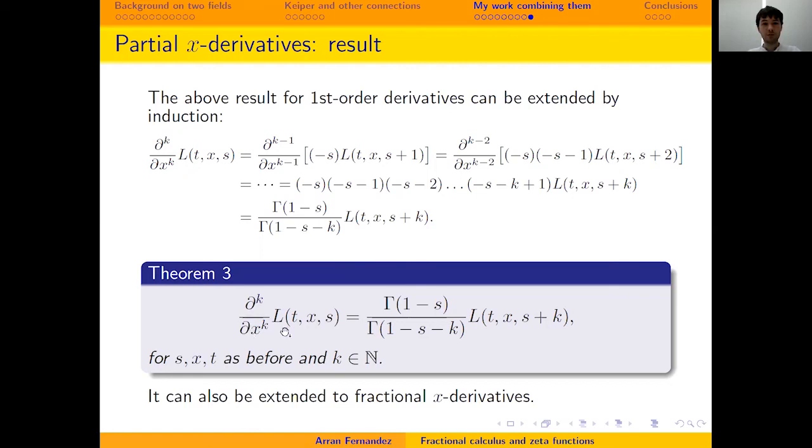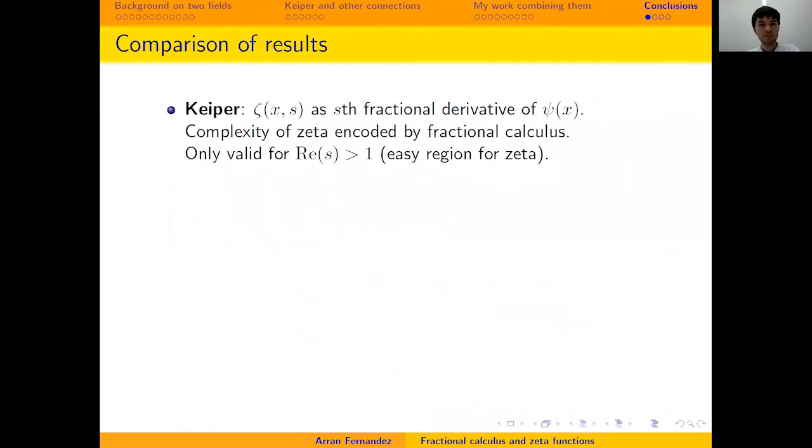Partial x derivatives of Lerch zeta function, another nice functional relation. This can also be extended to fractional x derivatives. Instead of k, you can put alpha, you can take a fractional derivative, and you get again the expected result. But the proof of that is too long, many ideas involved, and it would not fit on these slides, so I'm leaving it out. Let me conclude then by comparing all the different results, the different people who have worked on fractional calculus and zeta together.